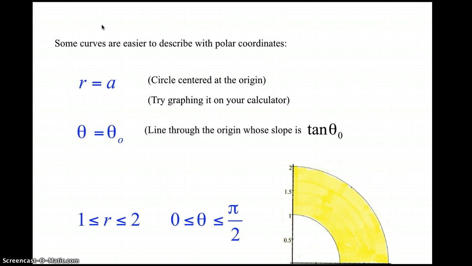Here would be the graph that represents the polar functions: 1 is less than r, which is less than 2, with the angle between 0 and pi over 2. So that would look like two circles with the center at the origin. The first one has a radius of 1, the second has a radius of 2, and if we wanted only between 0 and pi over 2, we would just be talking about the first quadrant.